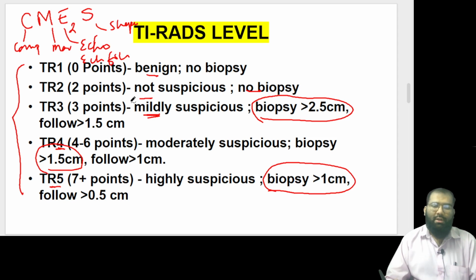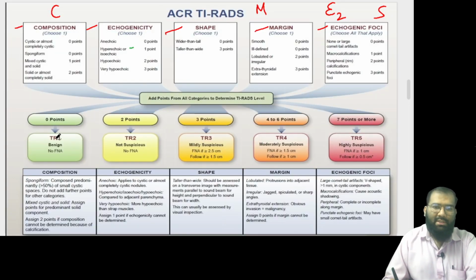Now, most importantly, the second important thing you have to remember is these points. 0 points is TIRADS 1, 2 points is TIRADS 2, 3 points is TIRADS 3. So easy to remember: 2, 3, TIRADS 2, TIRADS 3. 4 to 6 is TIRADS 4. And 7 or more than 7 is TIRADS 5.